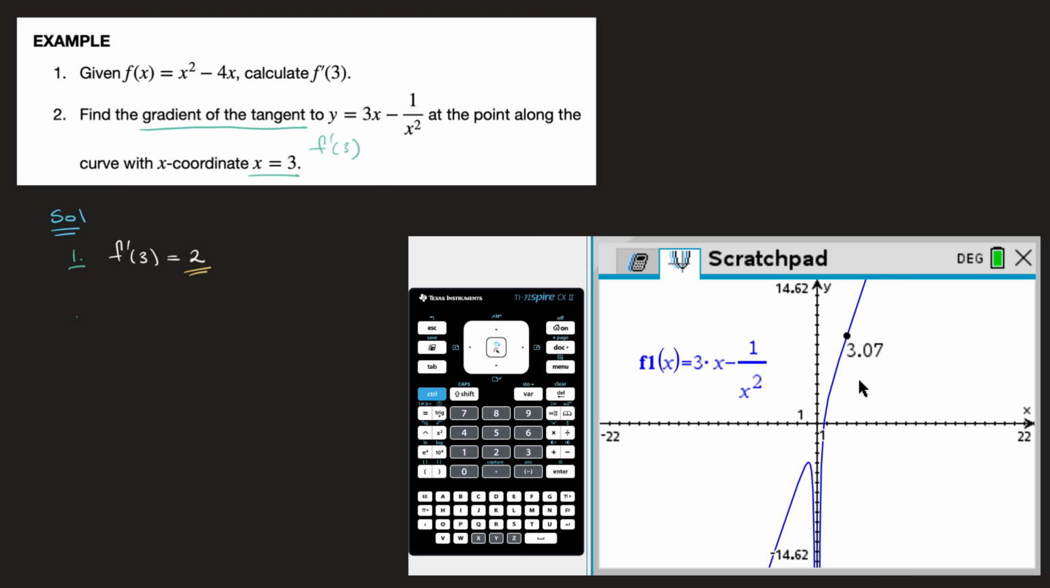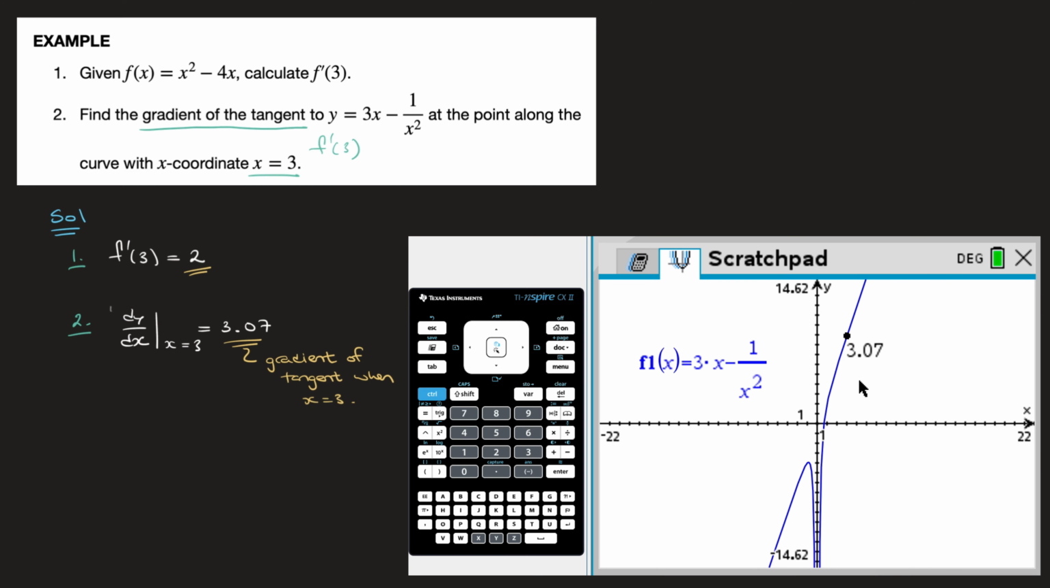So here to answer question 2, we can go ahead and state that dy dx, that's the derivative, evaluated at x equals 3, is equal to 3.07. And that's the answer. And in fact, I could be specific here and say that's the gradient of the tangent. And I'll just say when x equals 3.